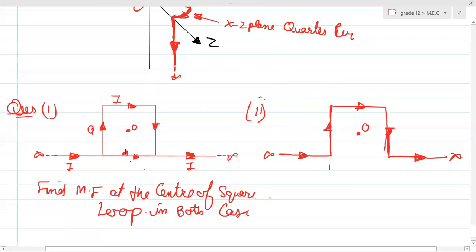That's it for today. In the next class, we'll be doing the solenoid, and we'll talk about Ampere's circuital law as well.